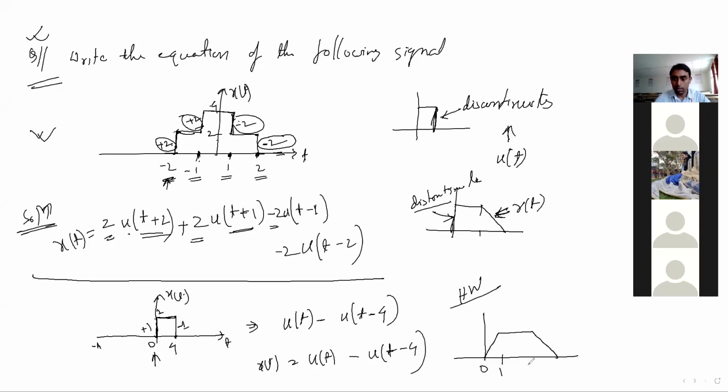Zero, 1. Let me give 2, 4, 6, 1. Write the equation for x(t) for the signal. 0, 2, 4, 6.